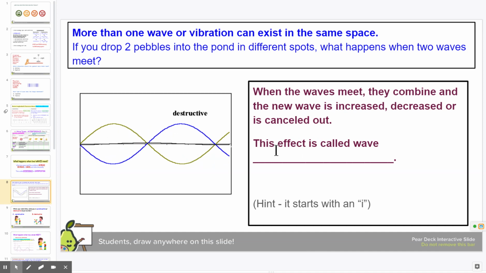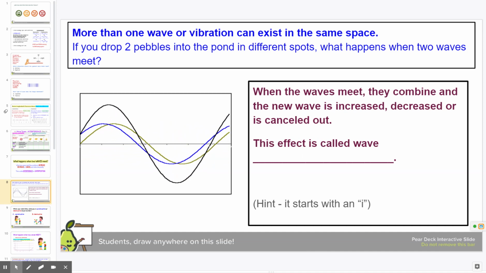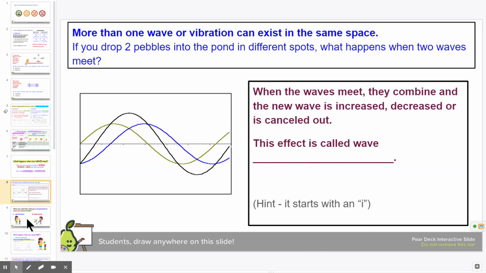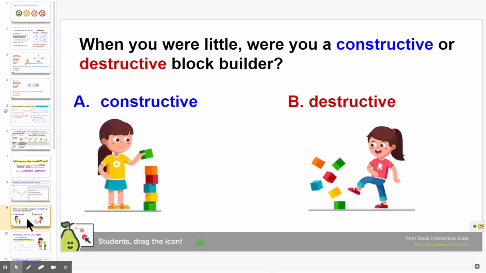When they meet and combine and produce a new wave, this effect is called interference. There are two types of interference: constructive interference and destructive interference. And a way for us to learn this and remember this is to think back to when you were young, when you were a child and you played with blocks. There are two main types of block builders or block thinkers or players, so to speak. You are either a constructive block builder or a destructive block builder.